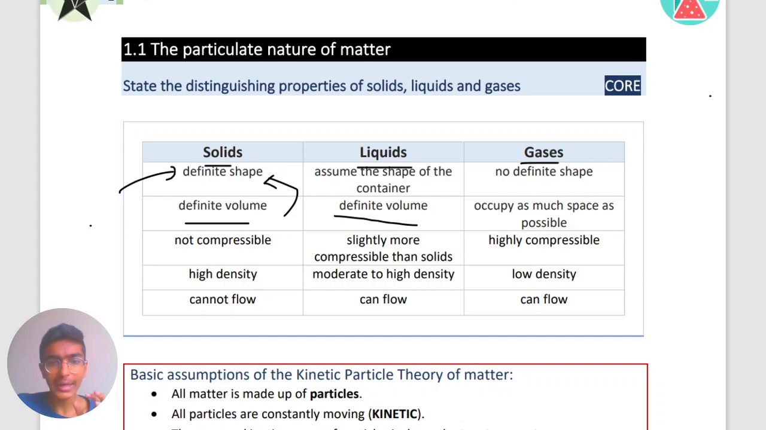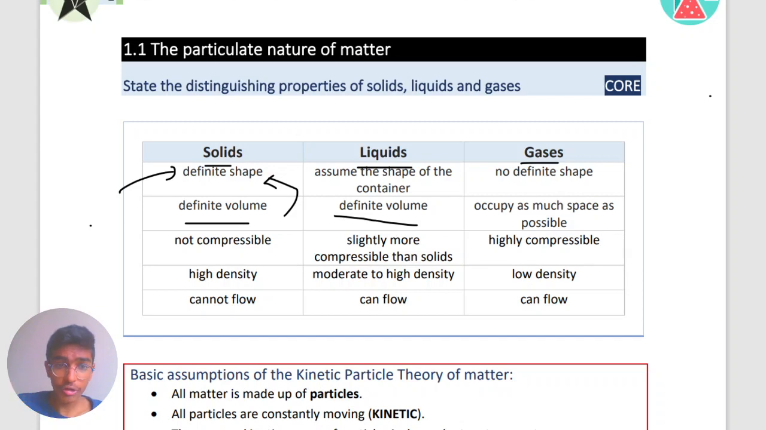And when we're having a look at gases, it will occupy as much space as possible. That means, for example, if I put a gas in a room, it's going to spread. And later on, we're going to get to know about something called diffusion, and I'm sure you've heard of it. Diffusion is the spreading of the gas, or the spreading of a substance. So gases will occupy as much space as possible, which means that the volume will become bigger.